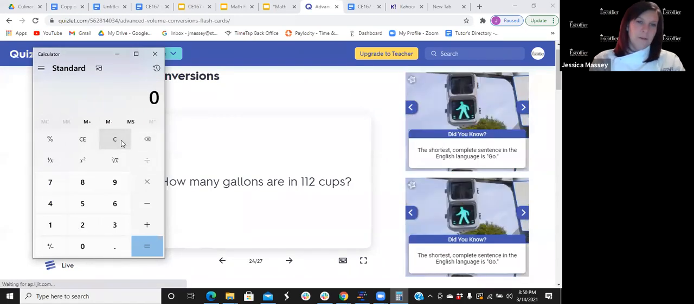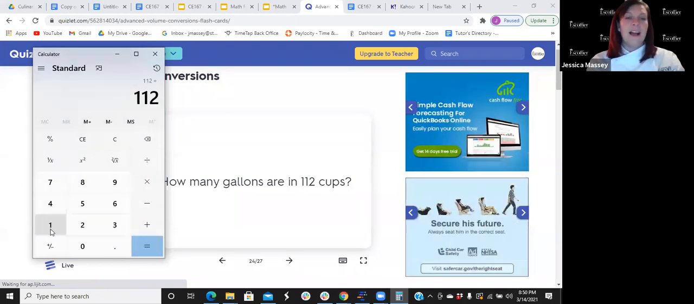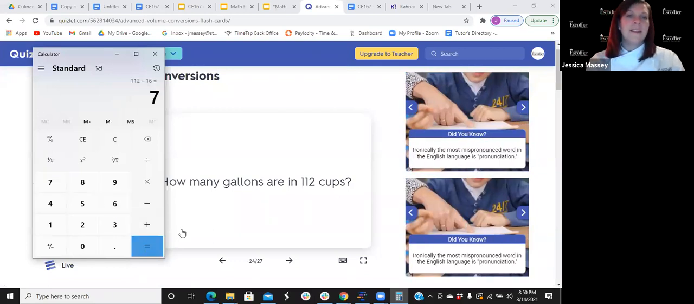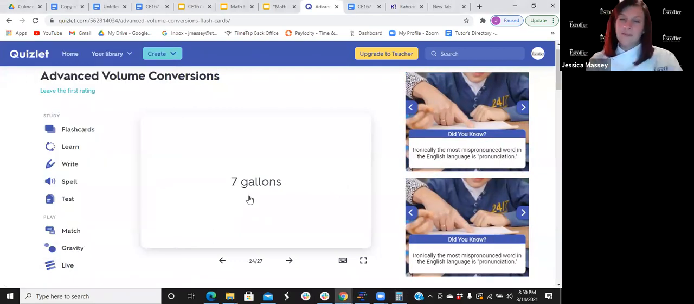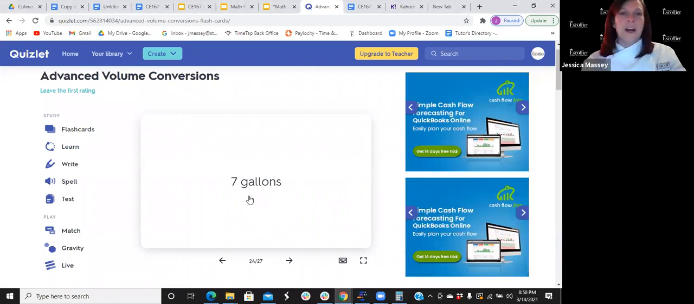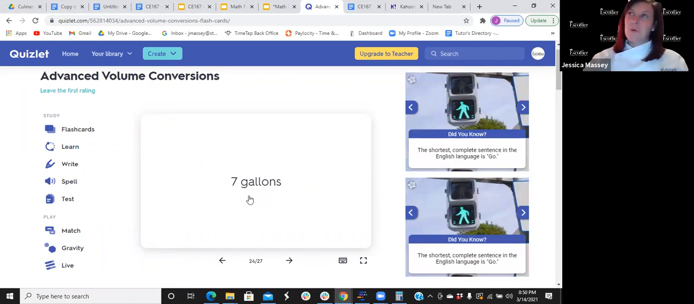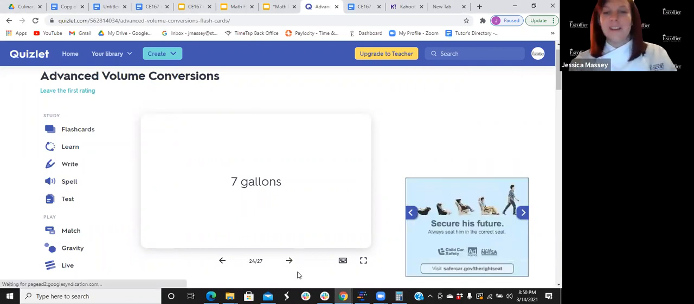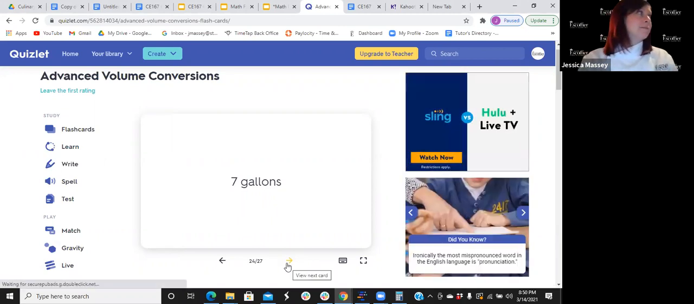Whoa, fat fingers, calm down. 112 divided by your 16 cups per gallon. And that gives us 7 gallons or 112 cups. Could you imagine weighing out 112 cups? 1 cup, 100 cups. And could you even imagine trying to not lose track?